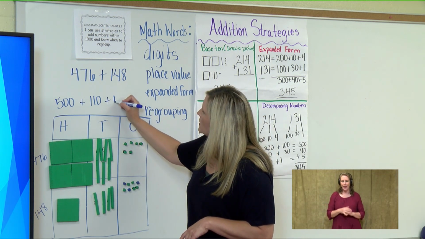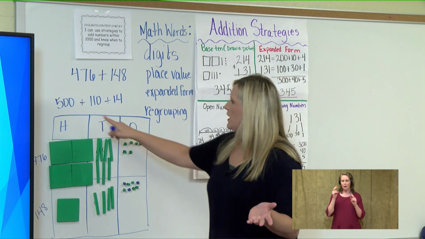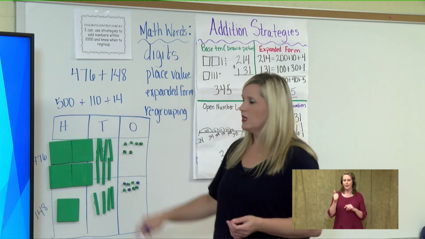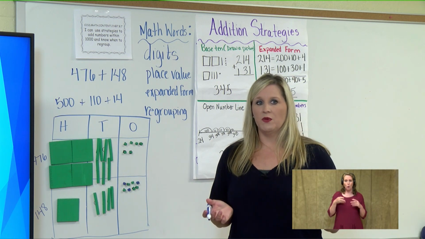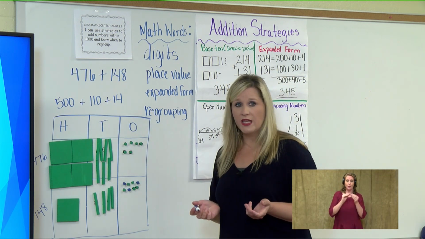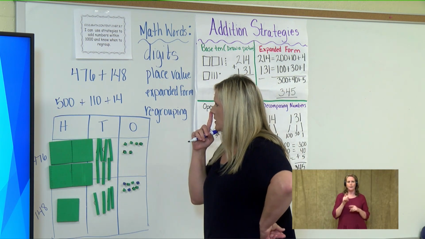So I have 14 ones. All right, so looking at what we have up here, we have 500 plus 110 plus 14. What's one way we could find that total? Well, we could add all of those numbers together. That's one way we could do it. But what do I notice about this?